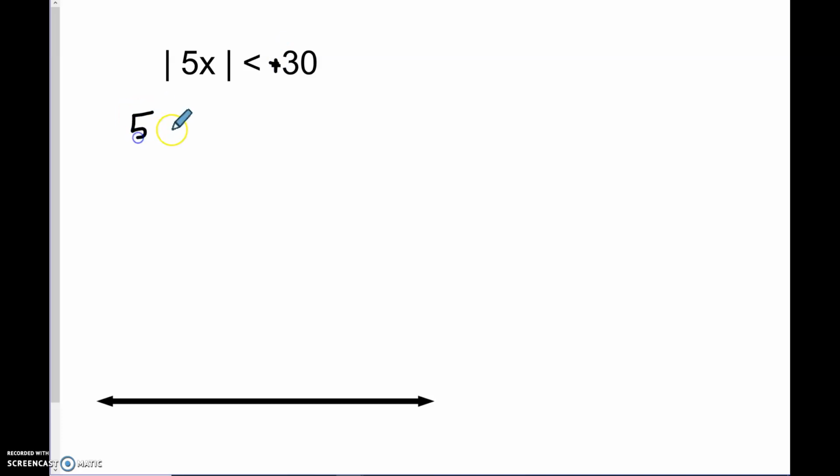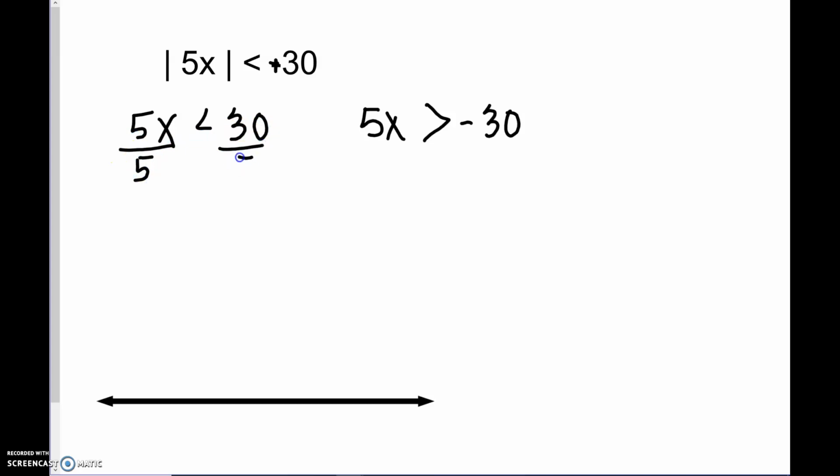So we have 5x is less than 30. And we're going to set up 5x is greater than, remember we flip it, and it is a negative 30. Okay, so we solve this by dividing by 5, dividing by 5. So x is less than 6. So on our number line, at 6, we are going to have an open circle, and we are going to shade to the left.